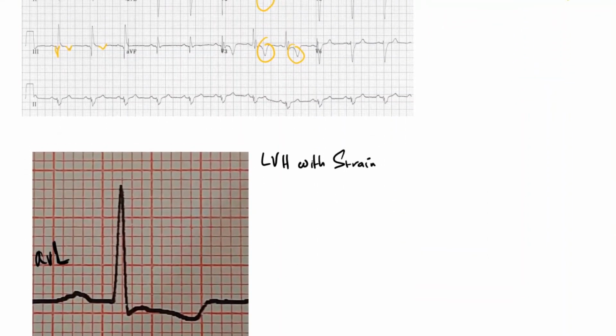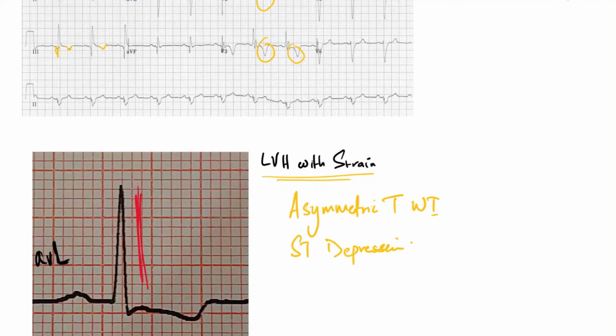The next one, we've already discussed this on my blog. This is LVH with strain. What you get is an asymmetric T-wave inversion with ST depression. In the right clinical context, this is to be interpreted as LVH with strain. You're going to have voltage criteria for LVH as well.